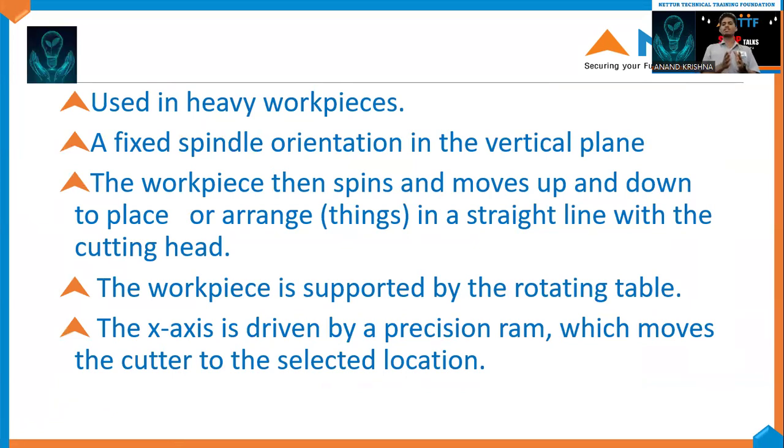A CNC vertical axis turning machine is used for heavy workpieces. There's a fixed spindle orientation in the vertical plane. The workpiece then spins and is arranged in a straight line with the help of a cutting head. The workpiece is supported by a rotating table. The x-axis is driven by a precision ram which moves the cutter to the selected area.